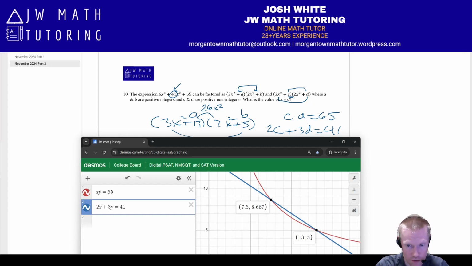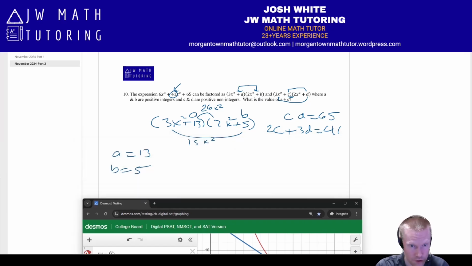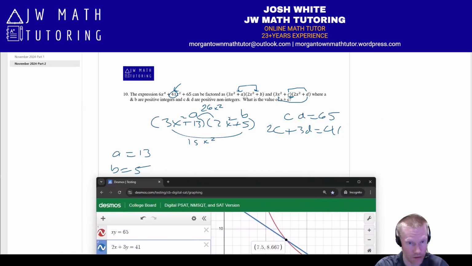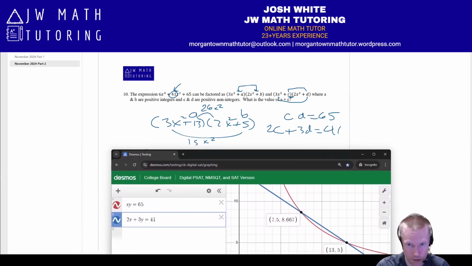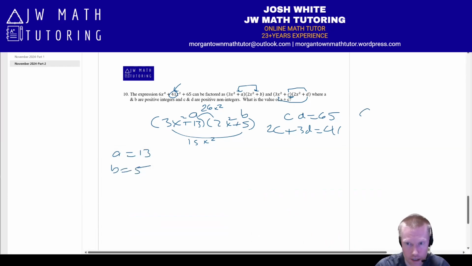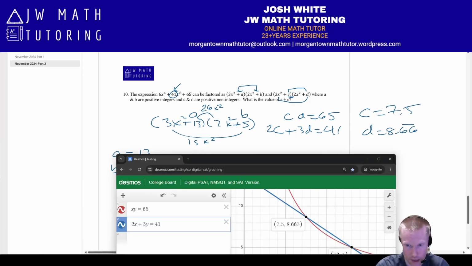Notice, this is 13.5, okay? And X is first, which corresponds to C in this problem, or A in the first expression. So it just confirms A is 13, and also the Y coordinate is 5. So 13.5, we already had that, this just confirms it. Now we know C is 7.5 and D is 8 2/3, 8.666 repeating. Doesn't matter because we don't need it for the problem. But again, I'm looking at the intersection points from this system of equations.